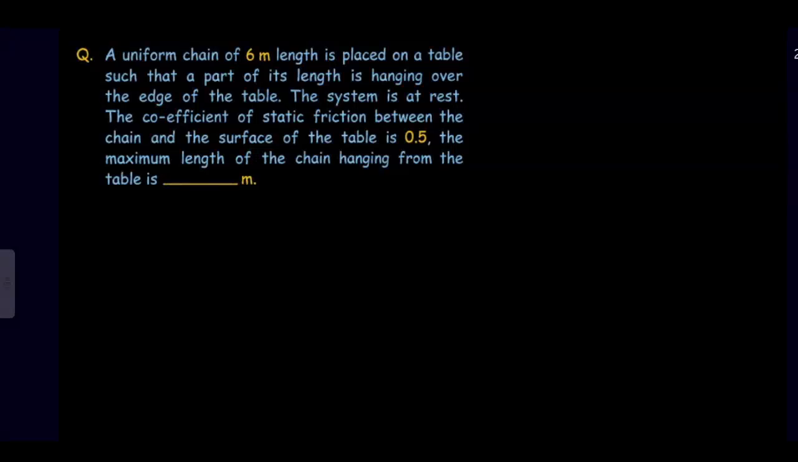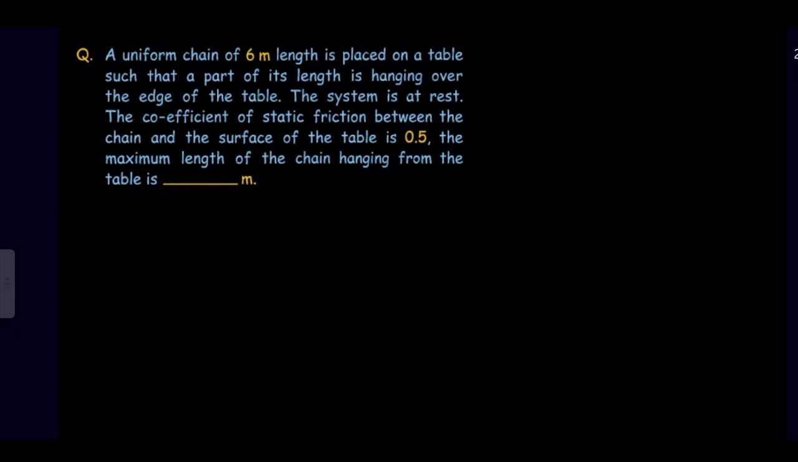Tell me now. A uniform chain of 6-meter length is placed on a table such that part of its length is hanging over the edge of the table. The system is at rest. The coefficient of static friction between the chain and the surface of the table is 0.5. Find the maximum length of the chain hanging from the table.